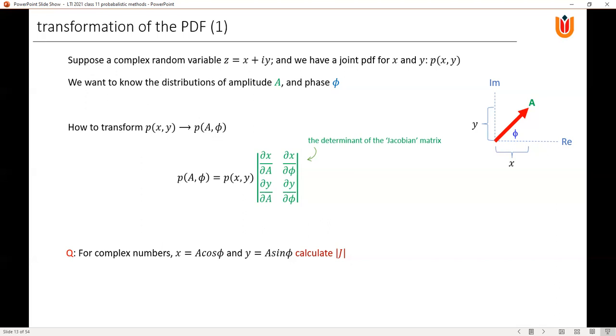Yeah, that's exactly true. So that means J, the determinant of the Jacobian matrix, is A. And that means that we can express P of A and phi as A times P of x and y.